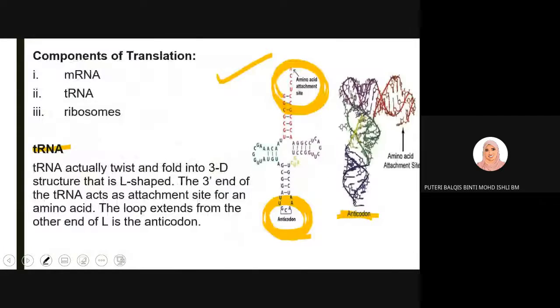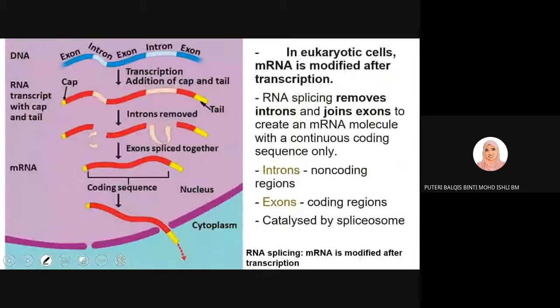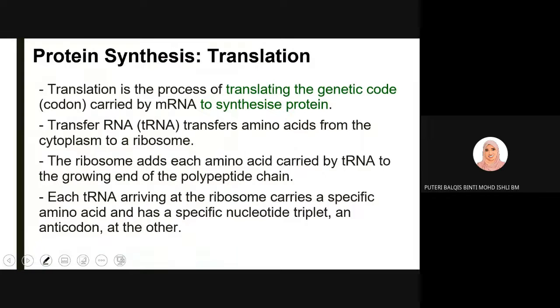Then, I already explained about this one, right? The RNA splicing. Already, yesterday. Okay, good. Next, after the genetic code table and everything, we're going to proceed to the next process.